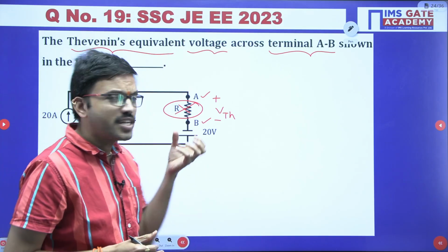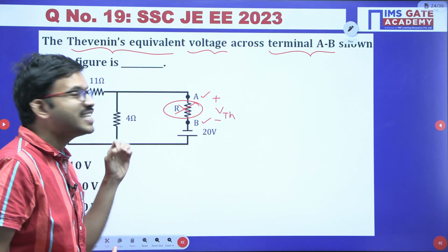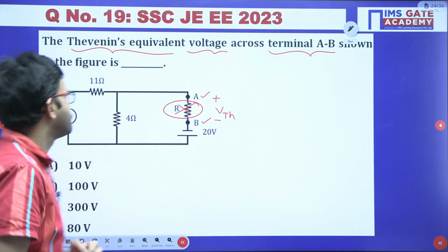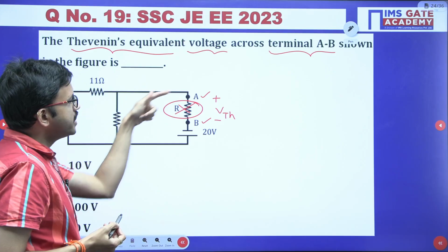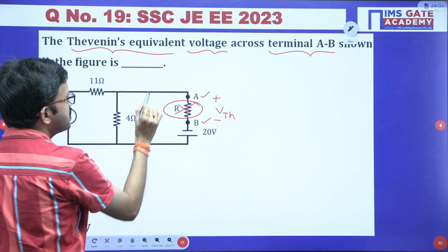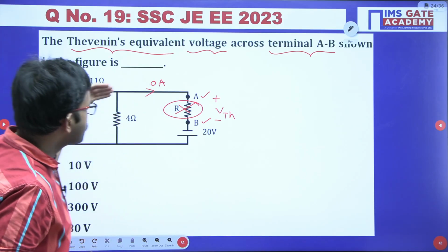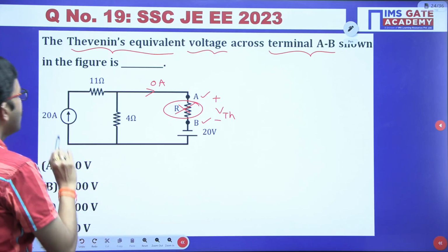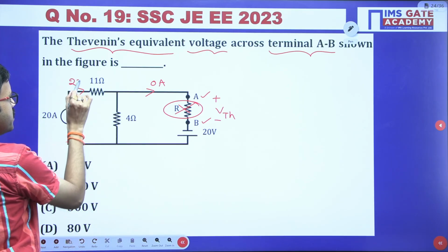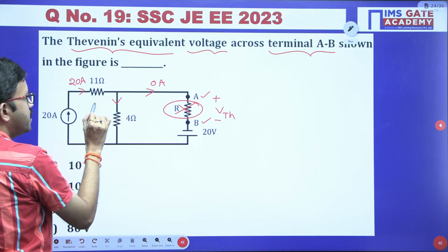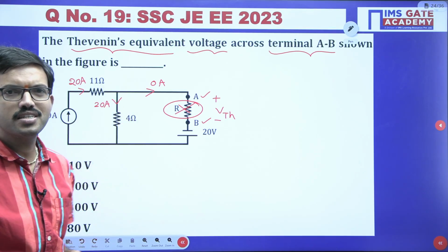Now, once you are getting very good command, and we are solving the questions in the second chapter, you should increase the speed, okay? So the moment you have removed the load resistor, terminals A and B become open, that means there is no current flowing here. If there is no current flowing here, the entire 20 ampere current is going like this. This is forming a closed path, that's all.